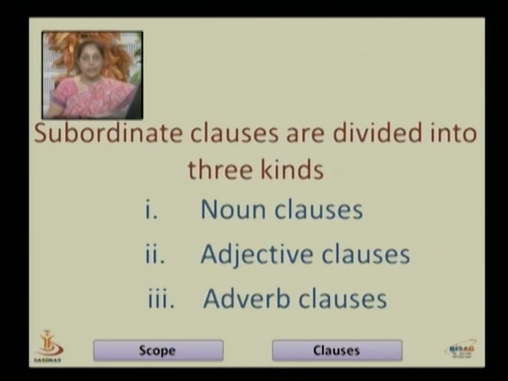A main clause is an independent clause. A subordinate clause is dependent on the main clause, and it adds more information to the main clause. Now we will divide subordinate clauses into three parts: noun clauses, adjective clauses, and adverb clauses.